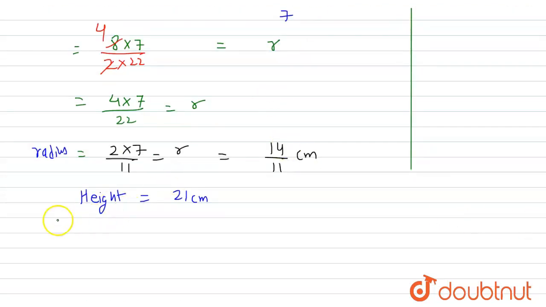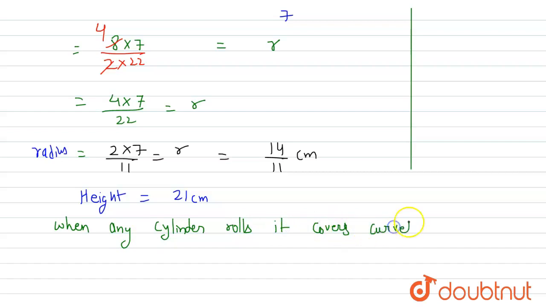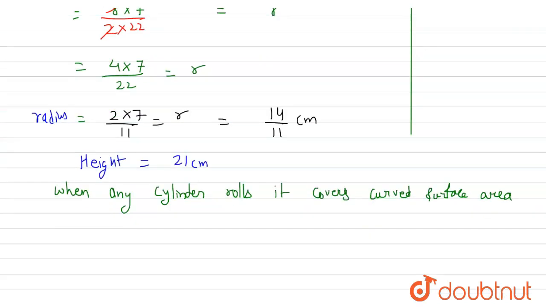So when any cylinder rolls, it covers curved surface area. It covers curved surface area. So the curved surface area of a cylinder is 2 pi r h.